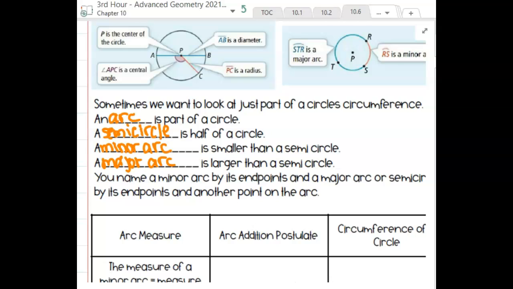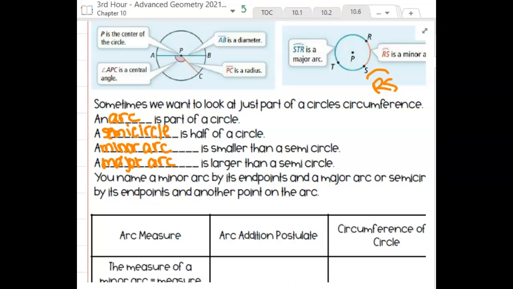Now, if you notice the notation, since it's kind of small, it almost looks like a line over RS, but it's not. It is an arc over the RS. That's how you're going to know we're talking about a circle and talking about an arc.